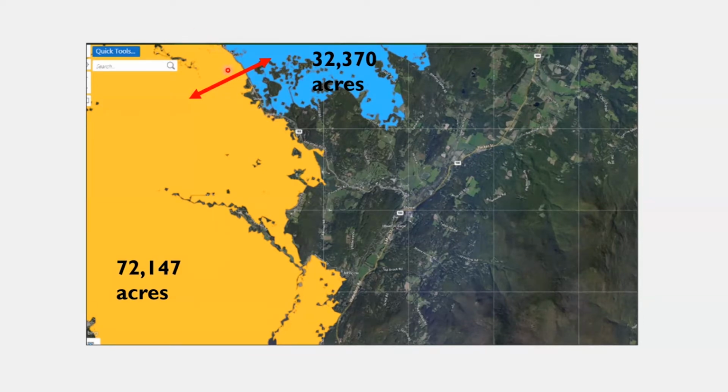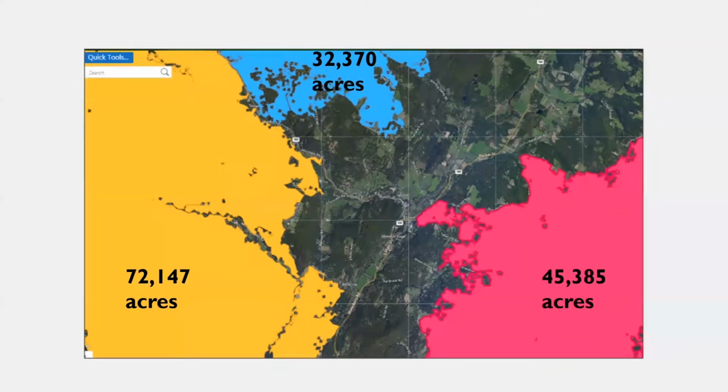So, there is a dividing feature here that fragments some of the connectivity. But by and large, these two forest blocks operate together as an ecologically functional unit. And so together, we're looking at over 104,000 acres. That's a huge chunk of habitat. To the east is another large, important forest habitat block covering much of the Worcester Range. That's my local mountain range there. And that's about 45,000 acres.